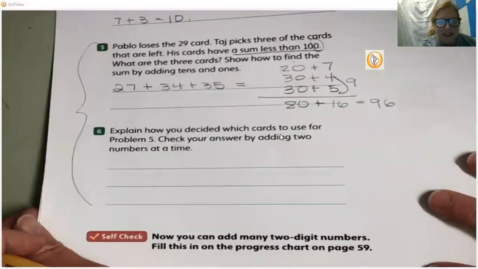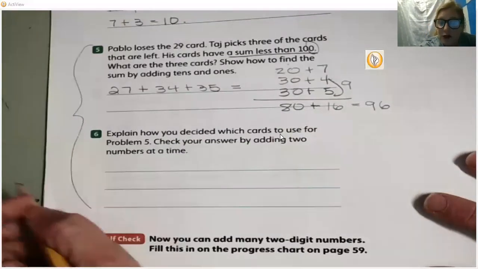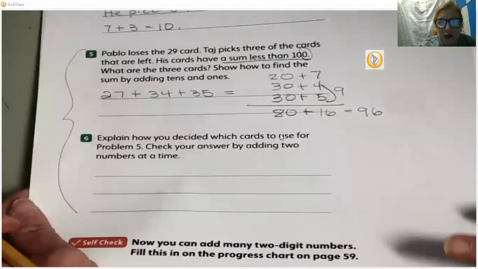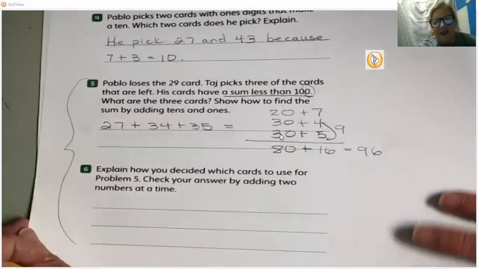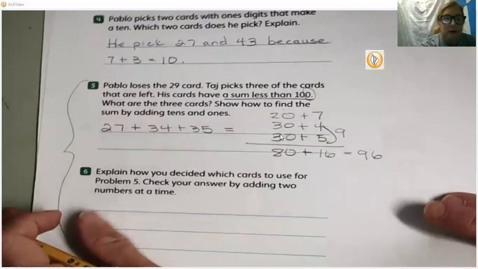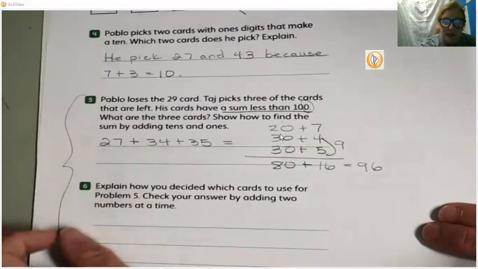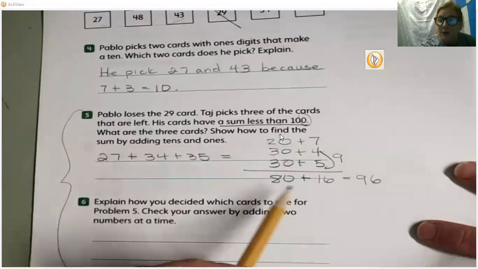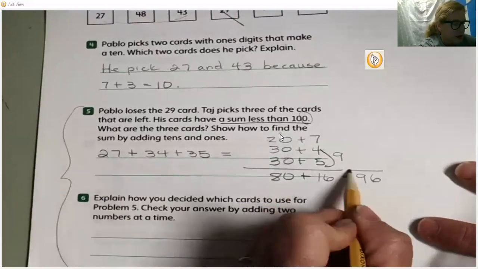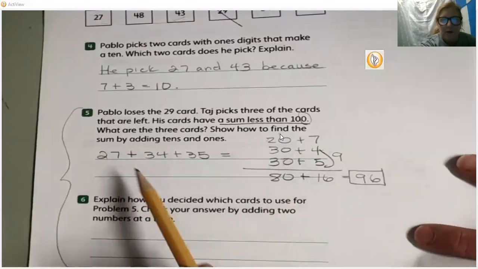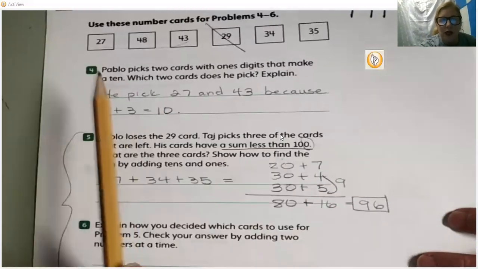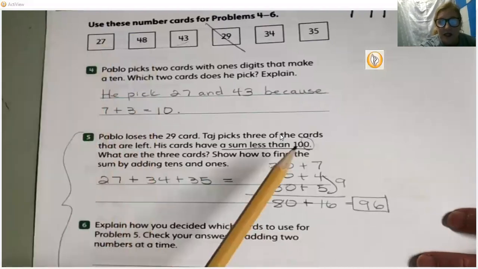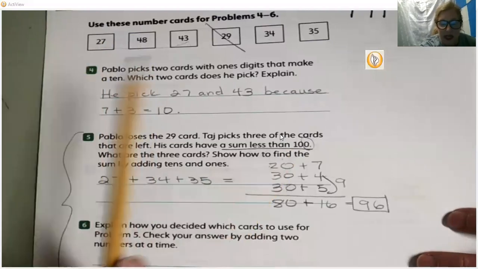All right. Last but not least, explain how you decided which cards to use. Well, we just explained it, right? Check your answer by adding two numbers at a time. Well, we kind of did it all right here, but you could go ahead and practice by adding the two numbers separately. Pick a couple, add them together, see if you end up with the same answer of 96 after you add the third one on. But as we said, we were looking for ones where the tens could not be higher than 10 because 10 tens are 100, so we couldn't be higher than 10.